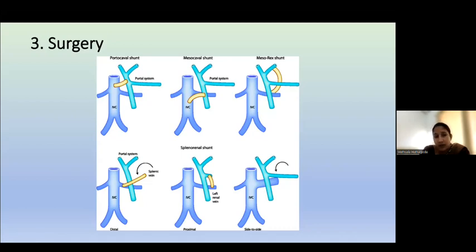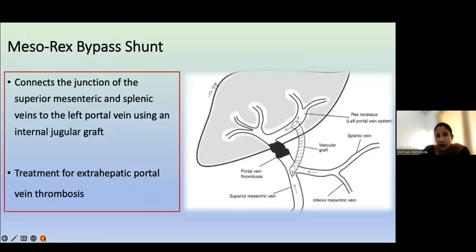So there are a number of surgeries which were used to treat portal hypertension. But out of all, the mesorex bypass shunt has become the most fascinating and most useful shunt, which is used as a treatment for extrahepatic portal vein thrombosis.